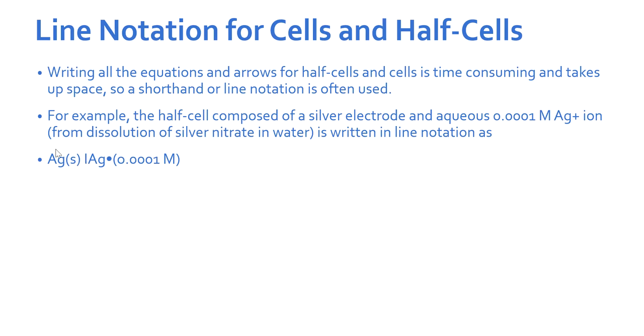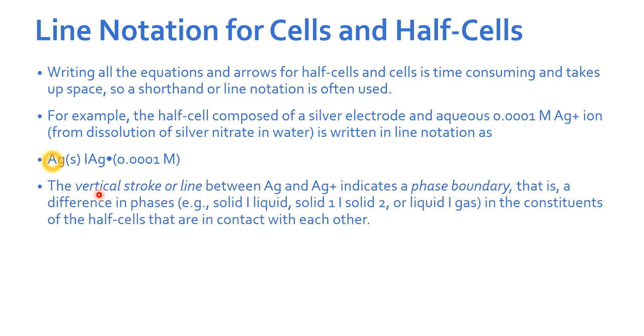You will start from one electrode, and then you go to the aqueous phase. Here you can see, let me choose the highlighter, then it's easy to find. It's a silver electrode in the solid phase. It's separated by a vertical line. This represents the phase separation boundary. After this vertical line is the electrolyte, the ion of silver, in the aqueous phase, with the concentration written in parentheses.